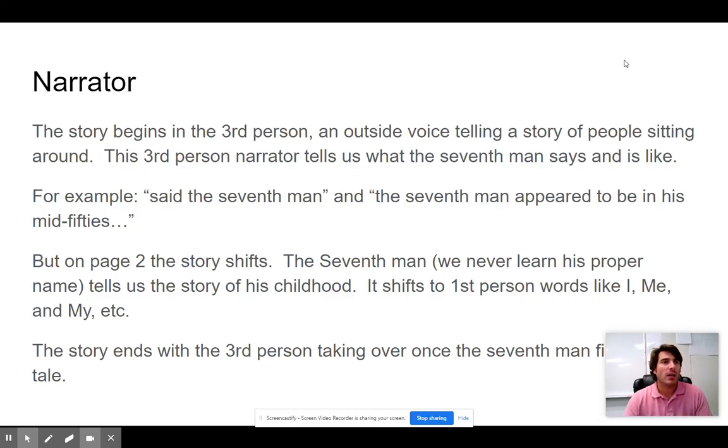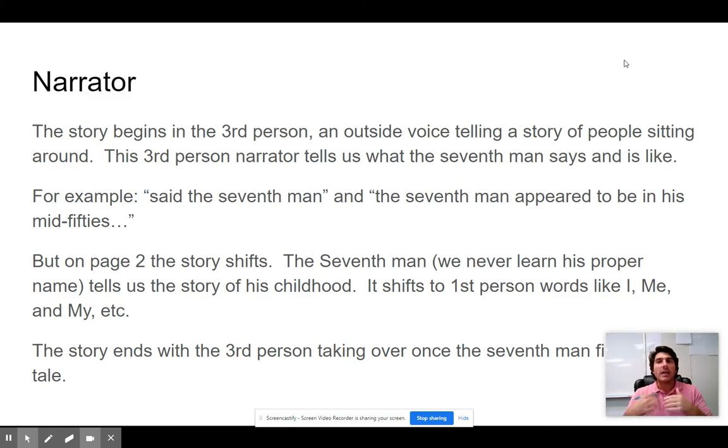So we got to look for those word cues that help us understand who is talking and what's going on. Okay, on page 2, the story shifts. The seventh man, and we never learn his proper name, so we just are going to call him the seventh man. The seventh man tells us his story. And in fact, we got the little star, star, star dividing the page when he takes over. And the first word is I. And so you as critical reader, you have to be able to see that shift and notice, wait, it went from he to I. Okay, I'm tracking now. I know that somebody else was talking, and now the seventh man is talking. So pay attention to those details.